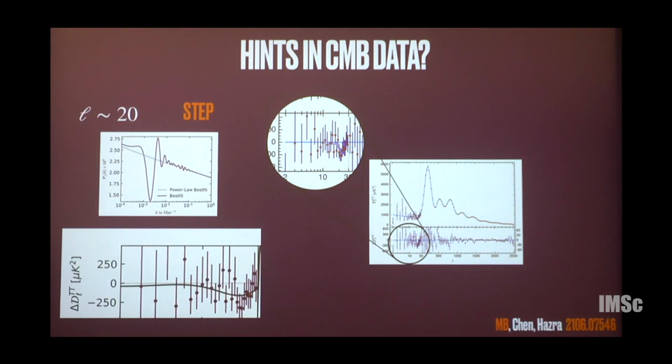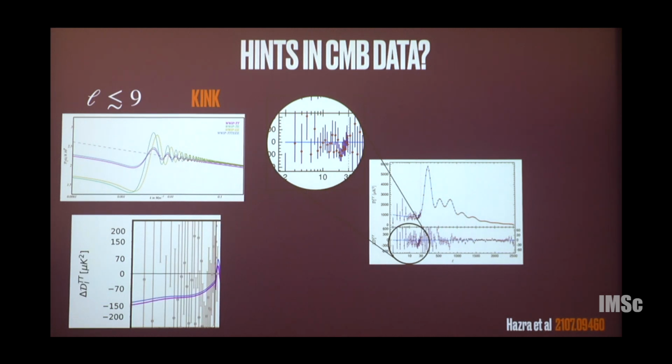But from the point of view of inflationary model builders, a step in the potential, for example, can fit this region here around L equal to 20. Let me just stress that these are just anomalies. They are not things that are detected with extremely high significance. But this, again, could be fitted by something like a step in the potential, as I showed before.